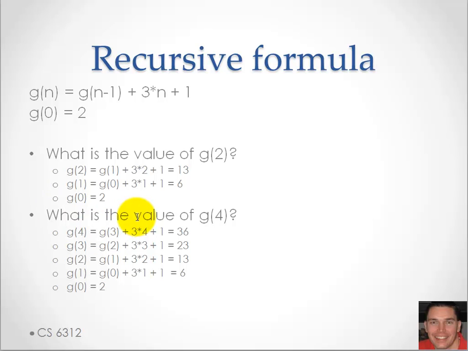We can extend this out, and we'll see here what is the value of G4. Again, G4 is defined in terms of G3. We can't solve that till we know the value of G3. G3 is also defined in terms of G2, and the rest of the formula. We come all the way down to the base case. Once we do that, we can go back up to solve each of the other cases.